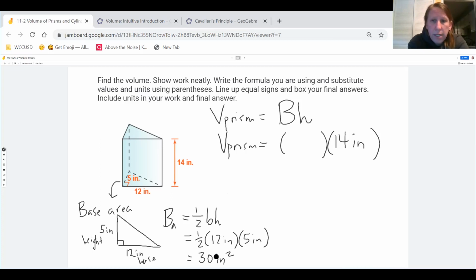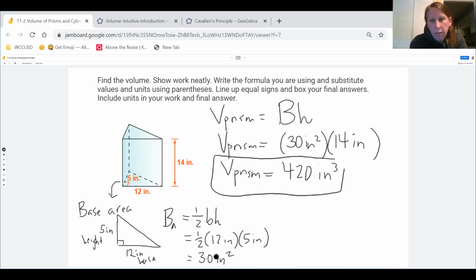So now that I found the base area, I'm going to substitute that into here. And if I am multiplying inches squared by inches, what shape am I going to get? Inches times inches times inches is inches cubed. All right, and I'm going to do 30 times 14. And that is 420. 420 cubes would fit inside of there. You have 30 inch cubes along the bottom, and then you have a stack of 14 of them.